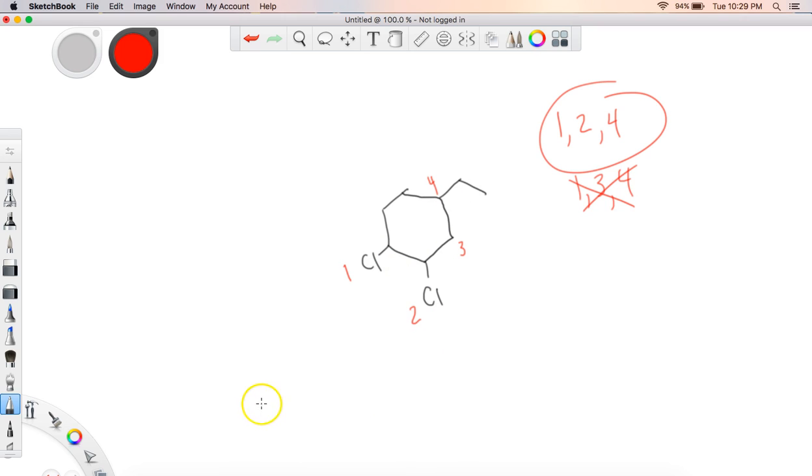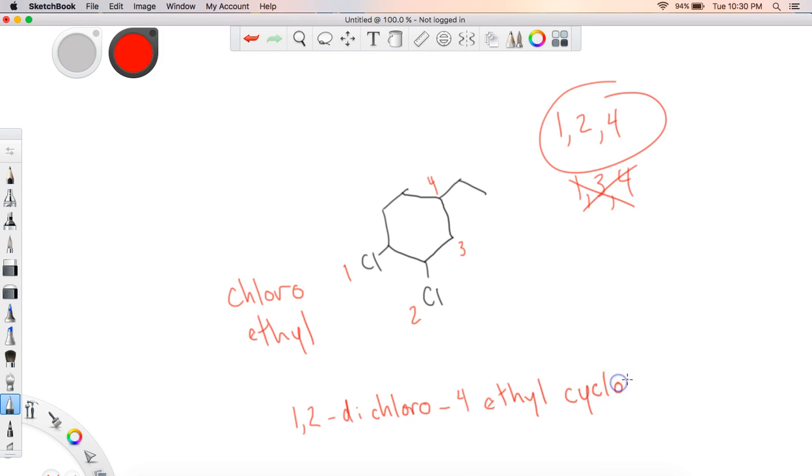So if I wanted to name this, C, chloro, is going to come before E, which is ethyl. So when I get ready to do the naming, I would say, all right, I've got a 1, 2 dichloro, and then I can say I have a 4 ethyl cyclohexane, and that would be the name of the compound.